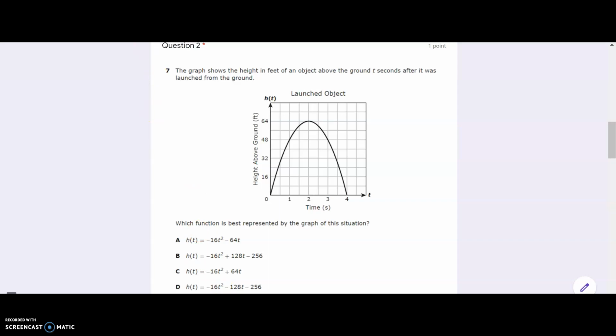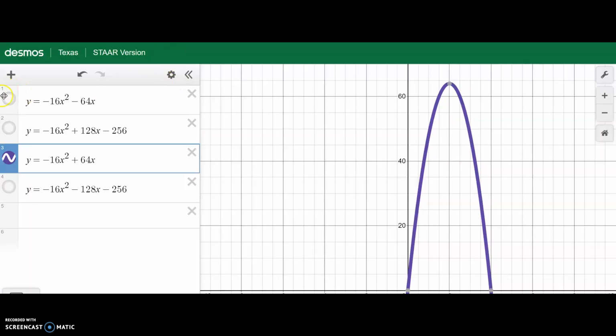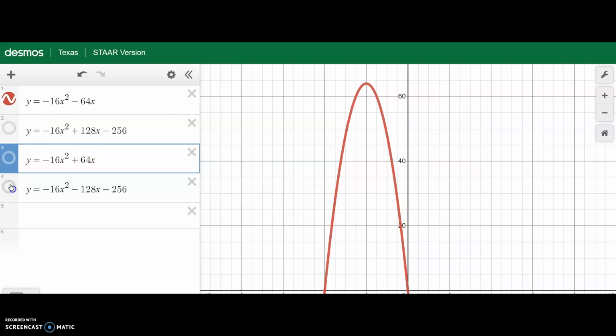Now I want to show you what I did. I just put them in my graphing calculator. I put all 4 of them in here. And you'll see that it's a mess here. Because they're all here, but you can just deselect them like I just did here and look at them one at a time. So type in all the choices first, and then we'll look at them one at a time. It makes it nice and easy.